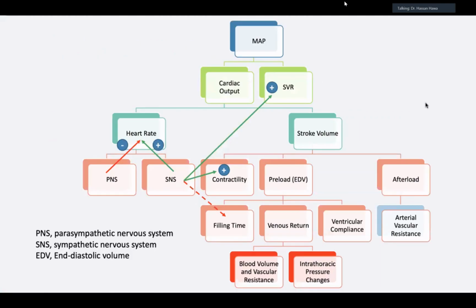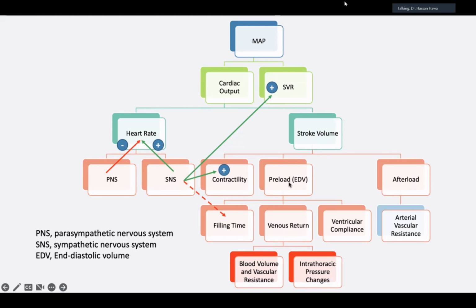Another way of putting it: we know that the MAP depends on the cardiac output and the systemic vascular resistance. The cardiac output is a product of the stroke volume times the heart rate. The heart rate is affected negatively by the parasympathetic nervous system and positively by the sympathetic nervous system. On the other hand, the stroke volume is determined by the contractility of the heart, the preload, and the afterload. And then you can, if you like, further cascade down.